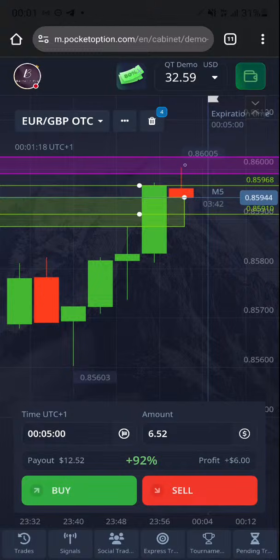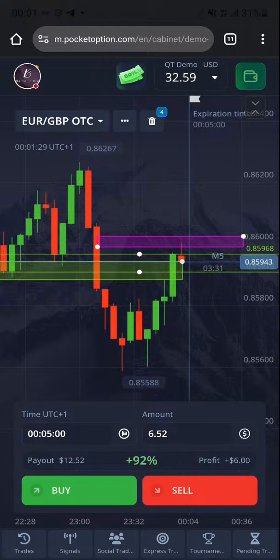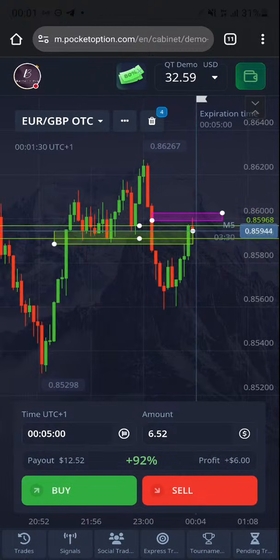You understand? So he's retracing right now, but we're not taking this trade. Because of this gap down, it's in favor of the buyers. In the last 30 seconds, it may push to the upside and just give us a losing trade. So I'm not going to take that trade.